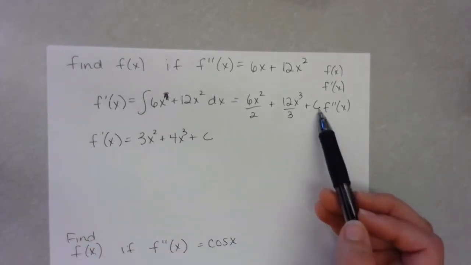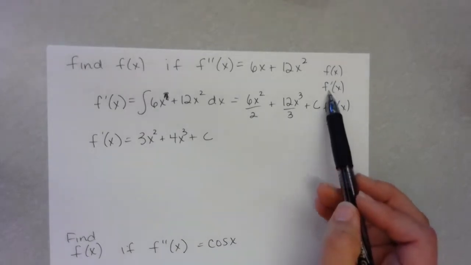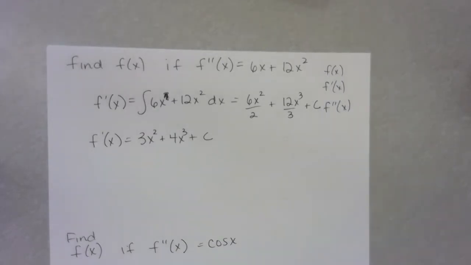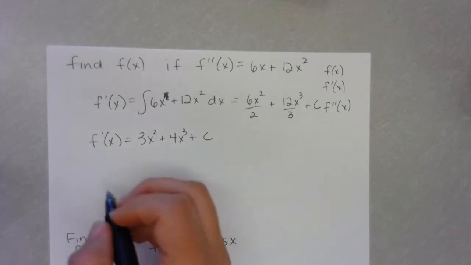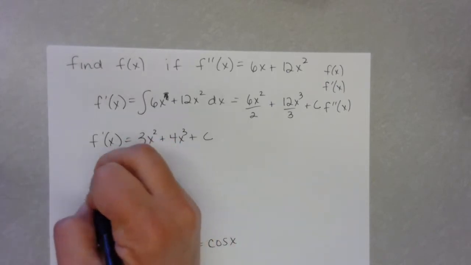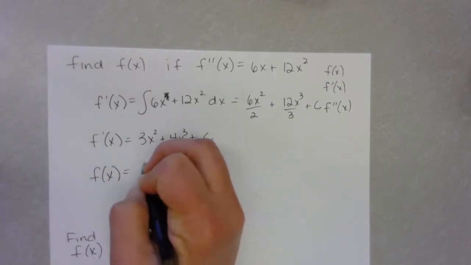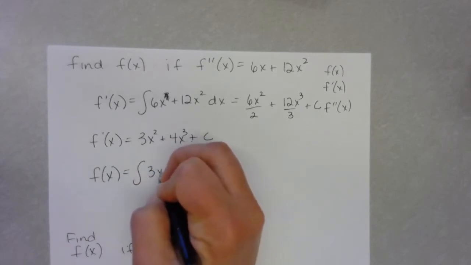All right, so I still need f, so I'm going to need to go back one more step. So I did the antiderivative and got to here. Now I'm going to do one more time and get to here. Now we don't know what c is, so we're just going to leave it there. So that means that f of x will be equal then to the antiderivative of f prime.